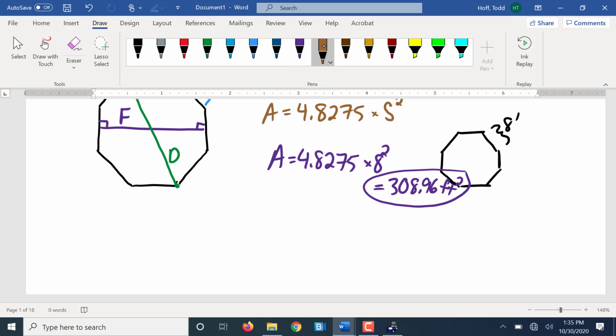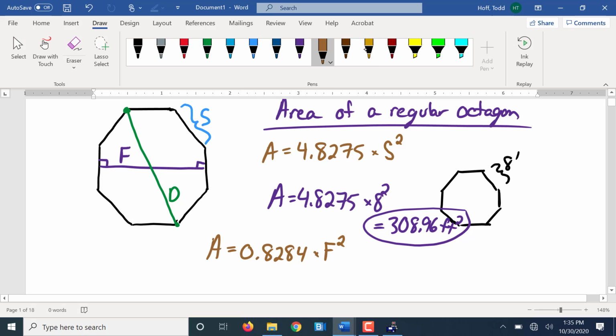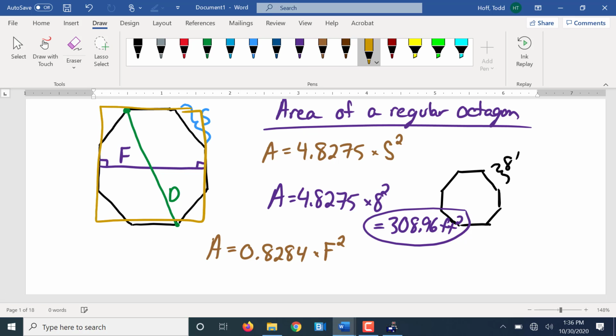If we know the length of the flat, we can find the area as 0.8284 times that flat length squared. If you think of it, the flat length squared would be this whole big square here, so it makes sense that it's less than that. That's why it's 0.8284, it's less than 1. It's smaller than that whole square that it would encompass.